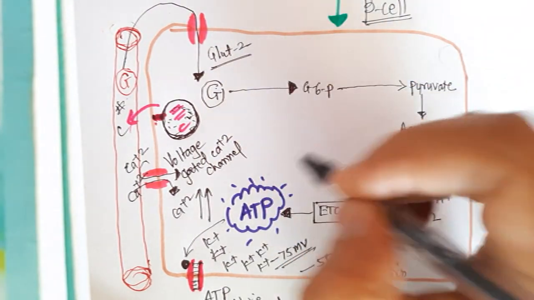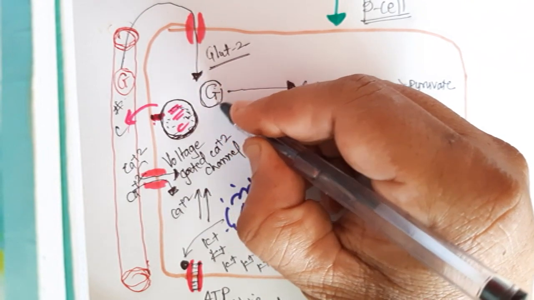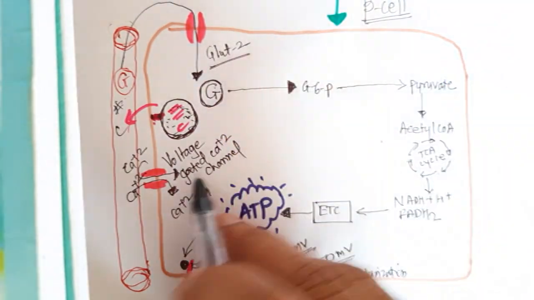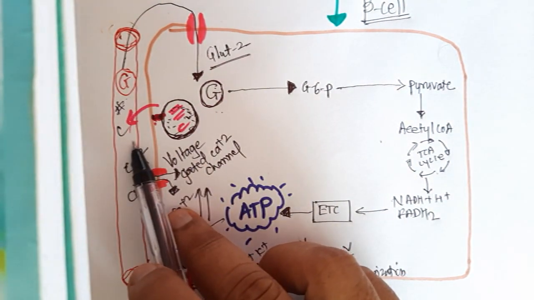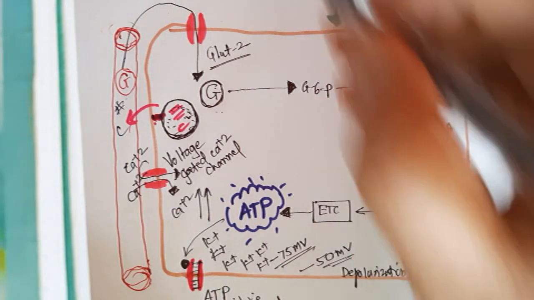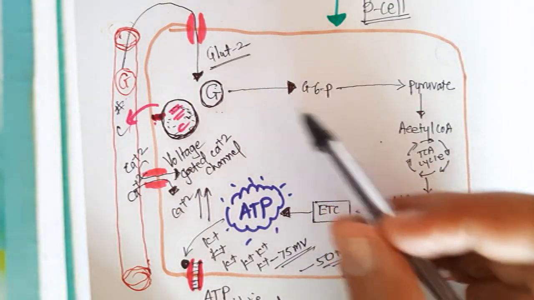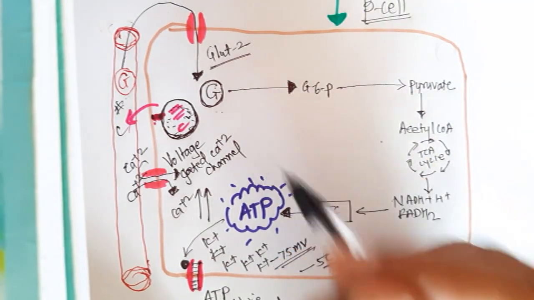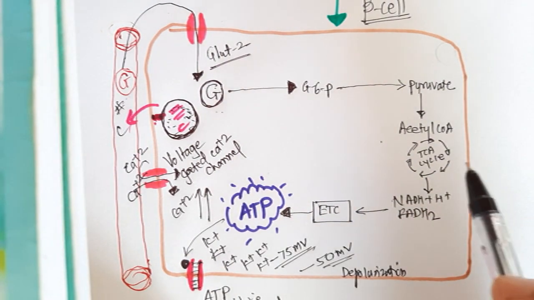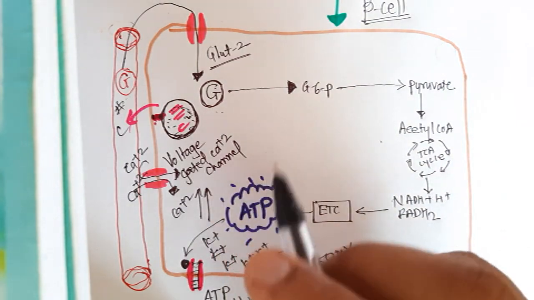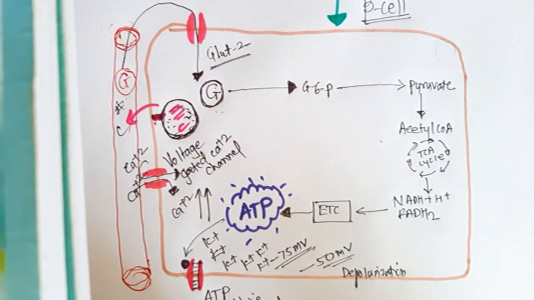So here the most important thing is that glucose acts as an important stimulus for the secretion of insulin in the circulation, in the blood. So a rising blood glucose level is responsible for secretion of insulin in the blood. That's why when there is hyperglycemia, the beta cells cause secretion of insulin, and that will regulate the blood sugar level. So this is about how insulin is secreted in the blood.